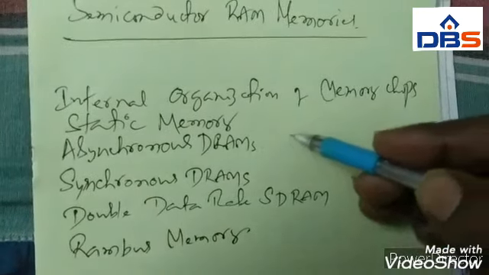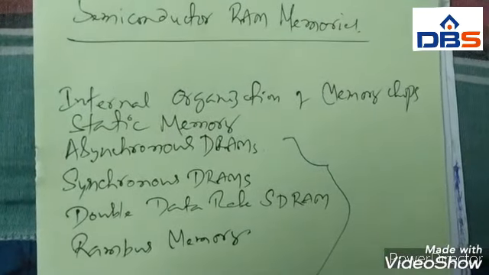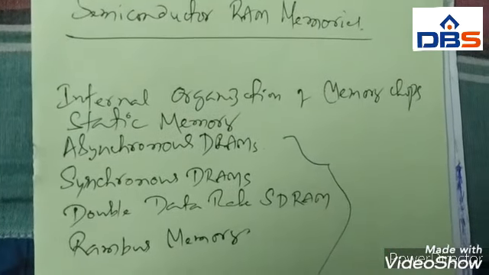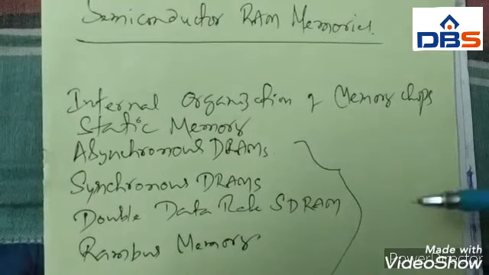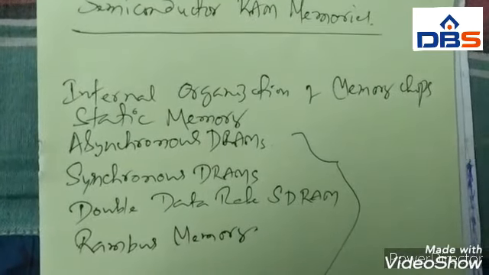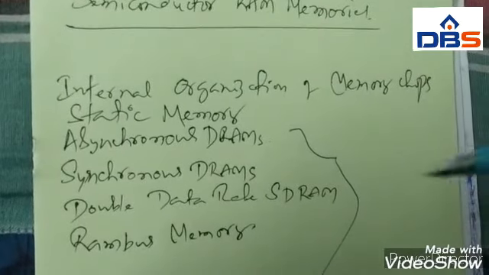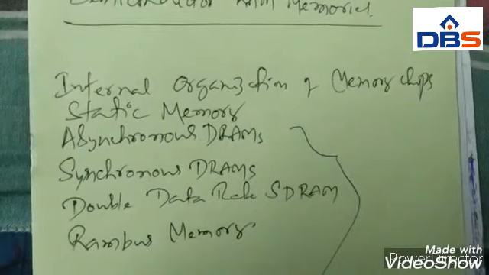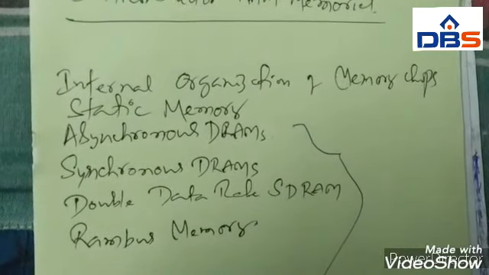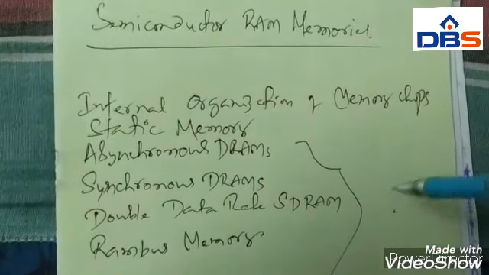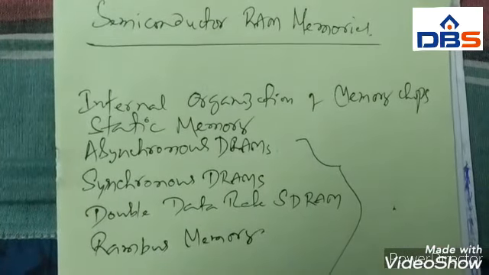Now we are coming to the dynamic random access memories. Why are they called dynamic random access memories? Here we are using capacitors to store every bit of information. Here the capacitors are refreshed every few microseconds, all the time. For that reason, we are calling this dynamic random access memories.